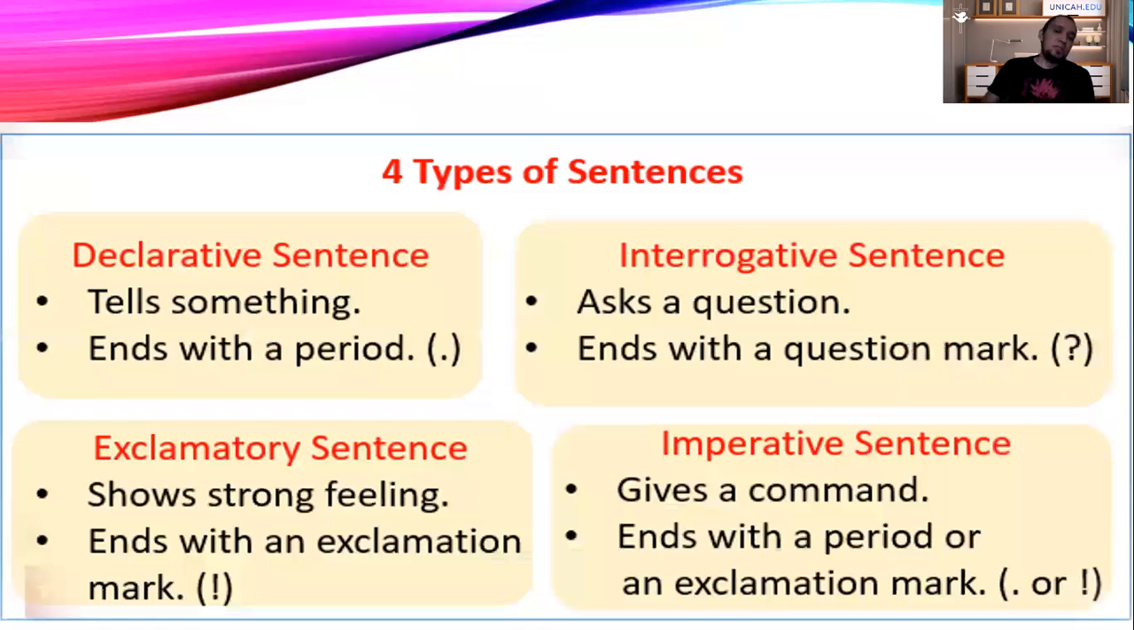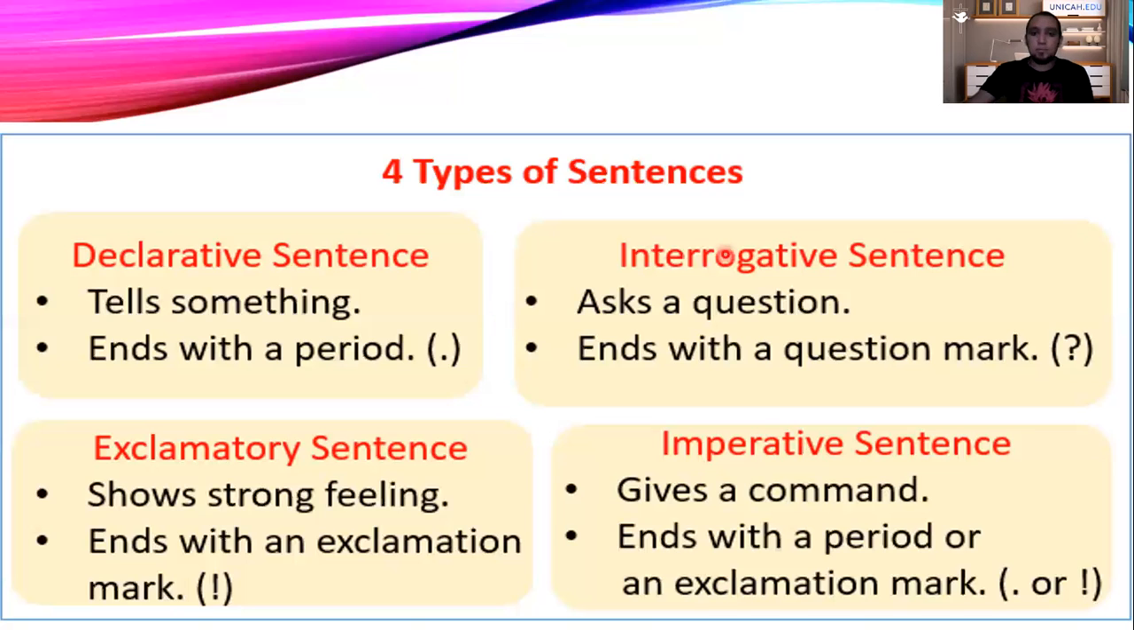So the four types of sentences we're going to study today are number one, declarative sentences, number two, interrogative sentences, number three, imperative sentences, and finally, exclamatory sentences. Here we have something very important. Number one, for declarative sentences, we make statements. Statement means that I'm stating something that is true. I am declaring. That's why they're declarative sentences. They tell something and they end with a period. This is the end mark we use with declarative sentences.